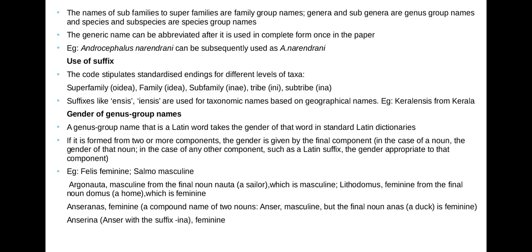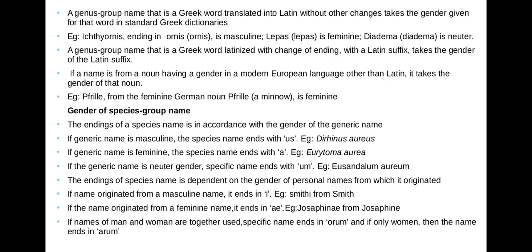Then some other examples are also given. If you need to know more about this, just pause the video and read. Thank you. Then a genus group name that is a Greek word translated into Latin without other changes taking place takes the gender given by that word in standard Greek dictionaries. Then a genus group name that is a Greek word Latinized with change of ending with a Latin suffix takes the gender from the Latin suffix. If a name is from a noun having gender in a modern European language other than Latin, it takes the gender of that noun. Gender of species group name.